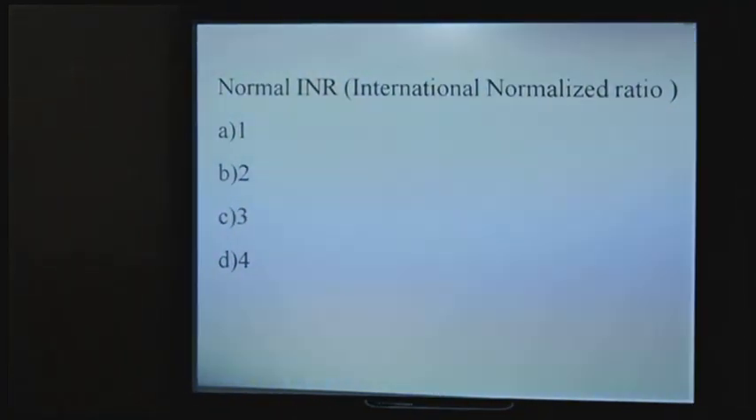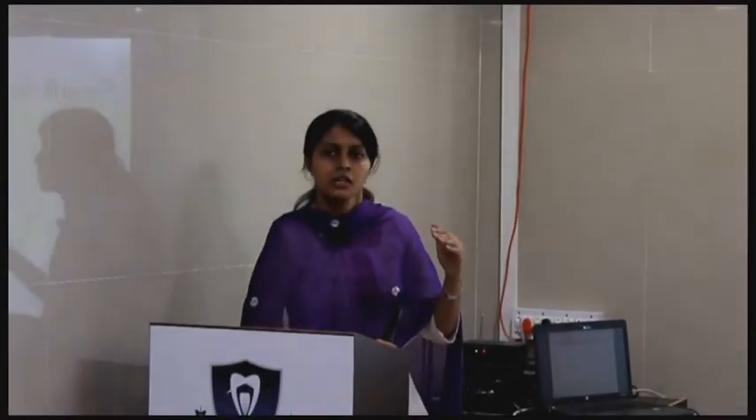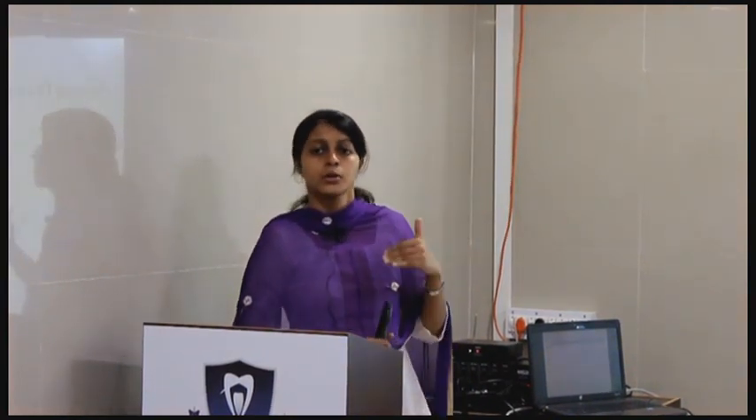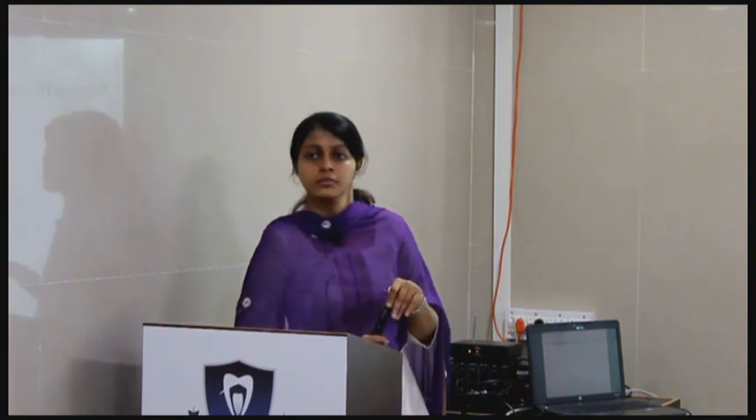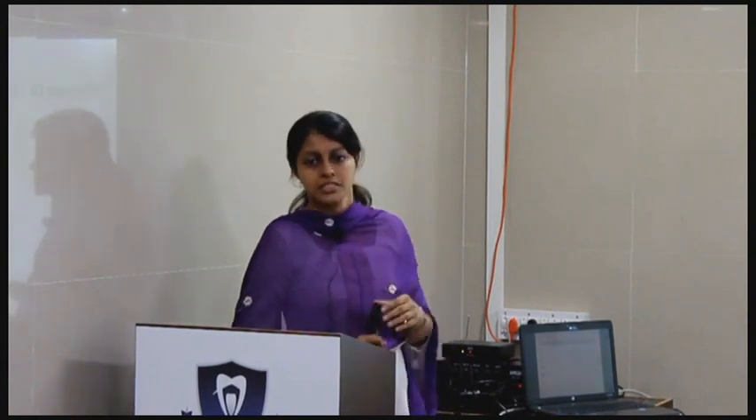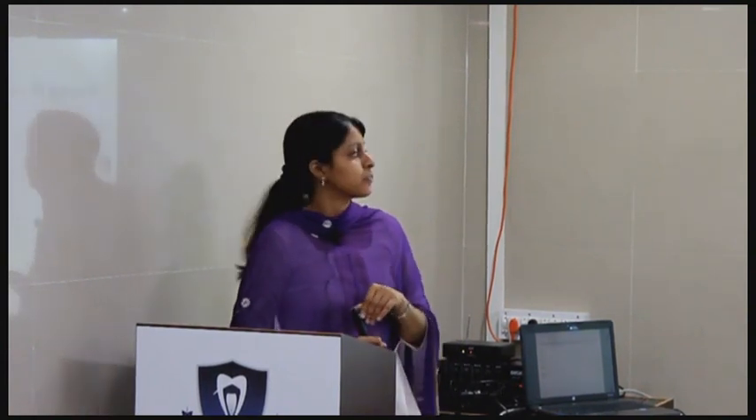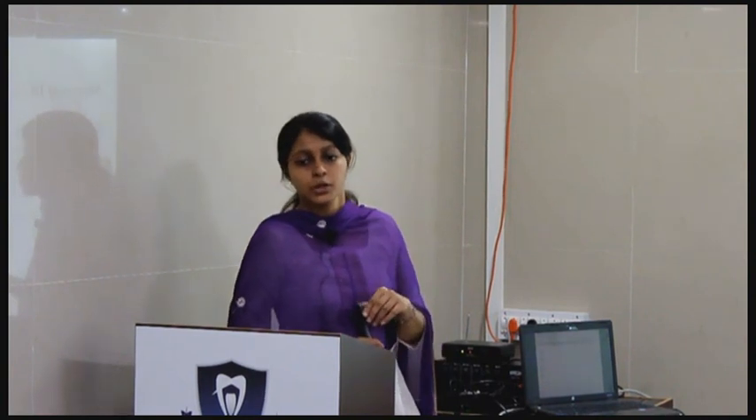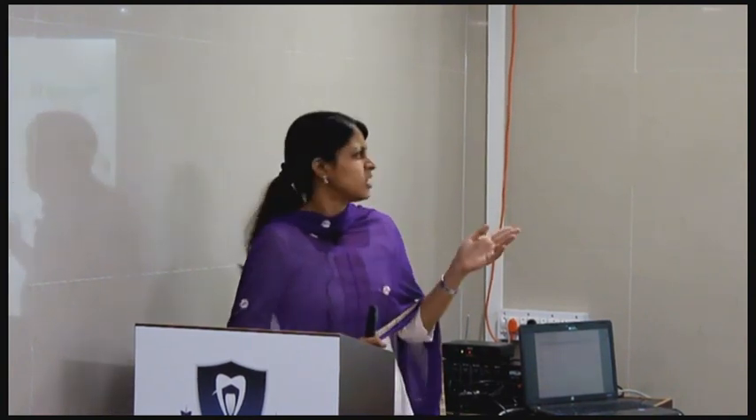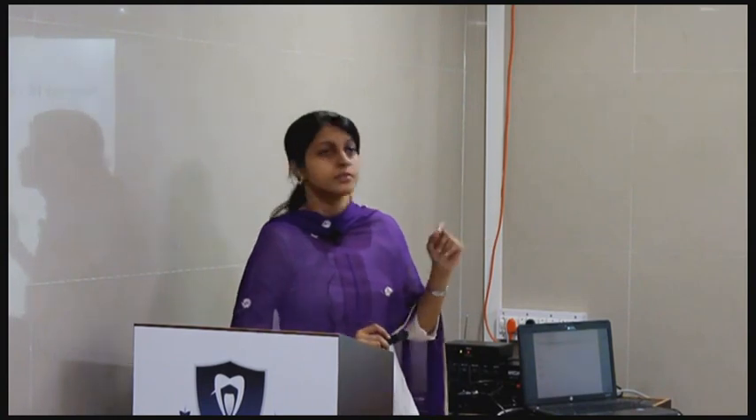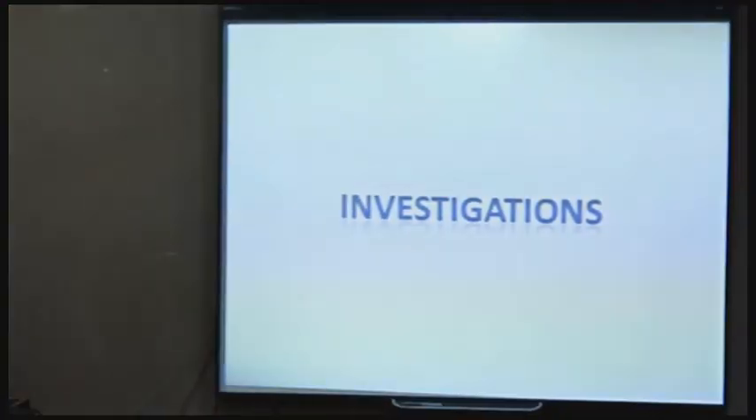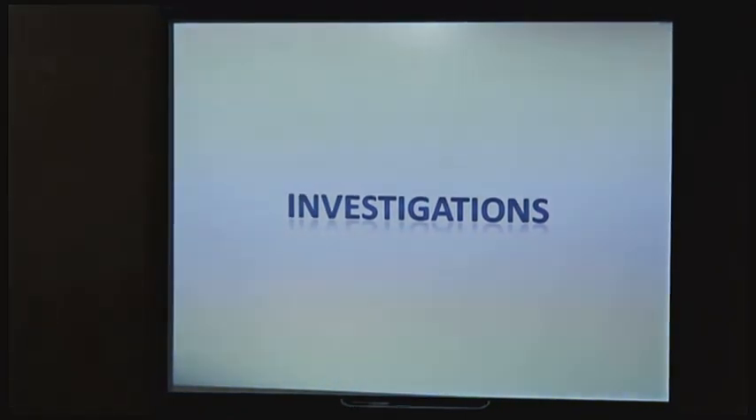When does the INR increase to 2? When patients are under anticoagulants, aspirin. When does it go to 3? When patient is having atrial fibrillation. When does it go to 4? When patients are on prosthetic heart valves. So 2, patient is on anticoagulants. 3, patient is having atrial fibrillation. 4 is when patient is on prosthetic heart valves. All this will be given in your Bailey and Love 8th edition. So these are some of the normal values you must know.